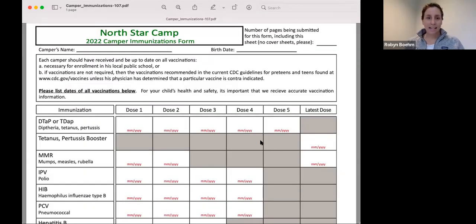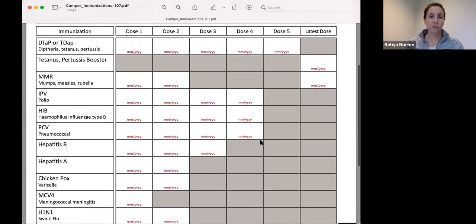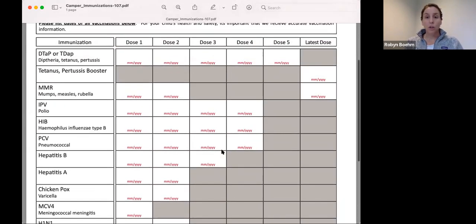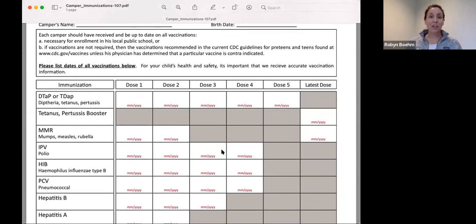So here is the paper version of our immunization form. And you'll see right here on the bottom side is where that barcode, along with the specific individual marker for that camper, is. You can either choose to write in the immunization dates or submit this blank form along with what your doctor provides you of immunization dates specific for us to keep on file.